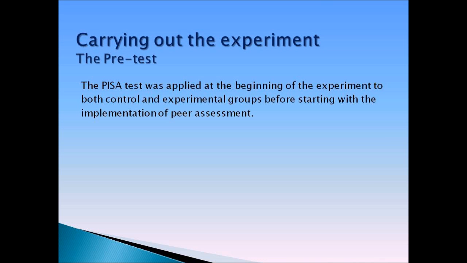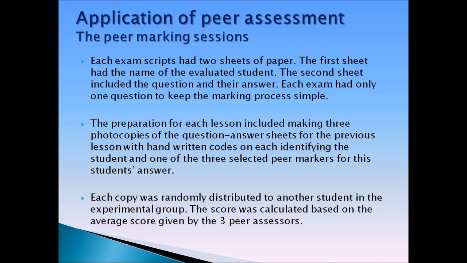One, pre-test. The PISA test was applied at the beginning of the experiment to both control and experimental groups before starting with the implementation of the peer assessment itself. This was in order to compare the performance of both control and experimental populations before and after the manipulation of the independent variable. Application of peer assessment.